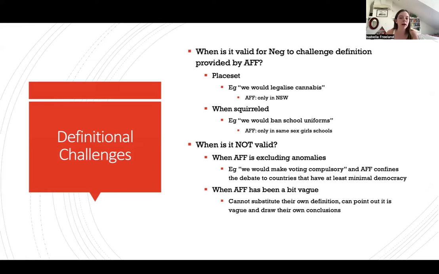For example, if the debate was, we would legalize cannabis, and affirmative says, we would legalize cannabis, but only in New South Wales, it's valid for negative to challenge that, because this debate is about whether we would legalize cannabis everywhere.